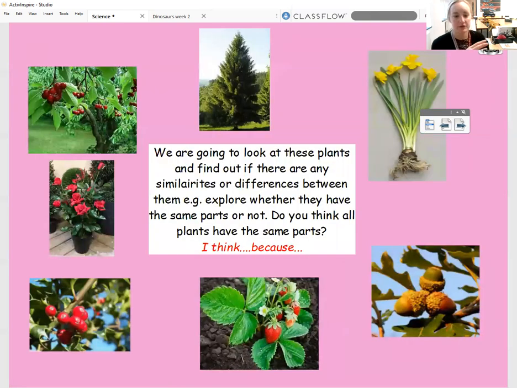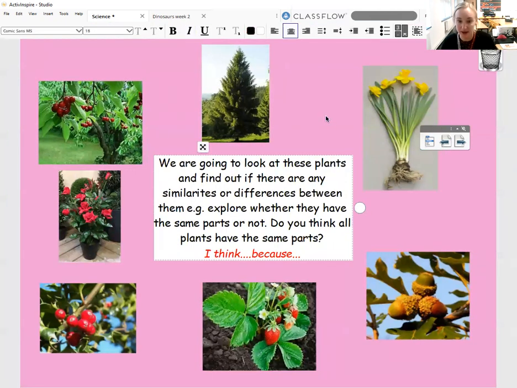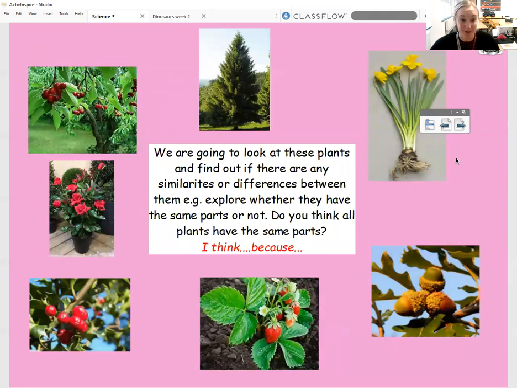So today what we're going to do is we're going to have a little look at comparing and contrasting these plants. So we're going to see if there are any similarities between them, so things that are the same, or the different features, or differences, okay? So if one plant has one thing and another plant doesn't.